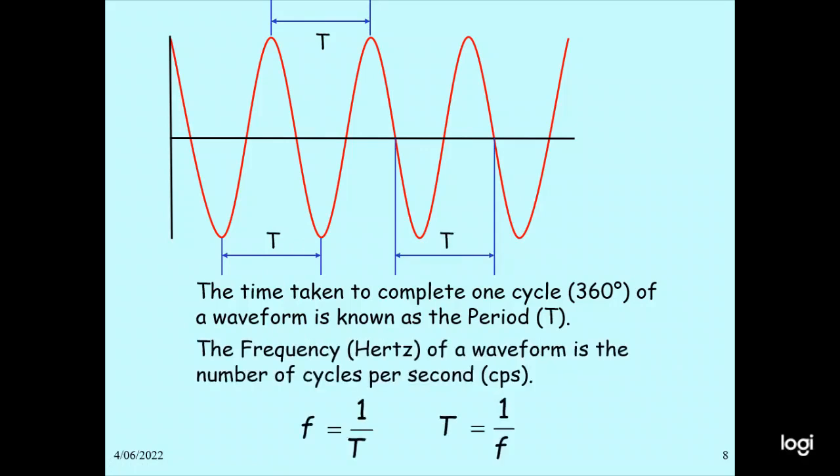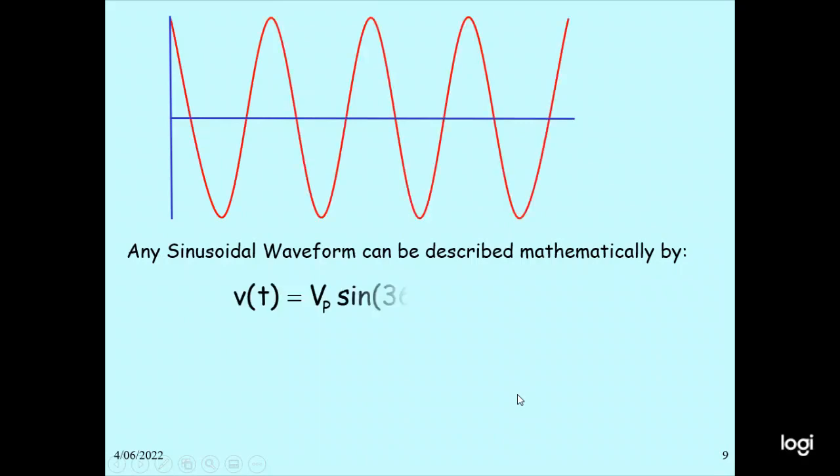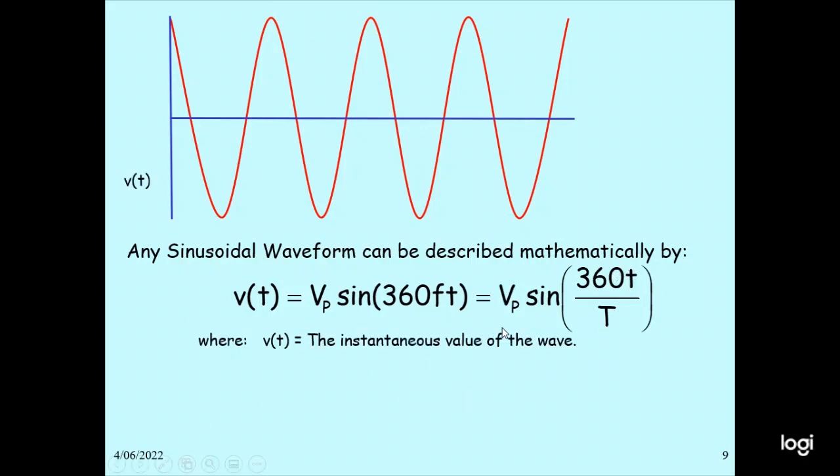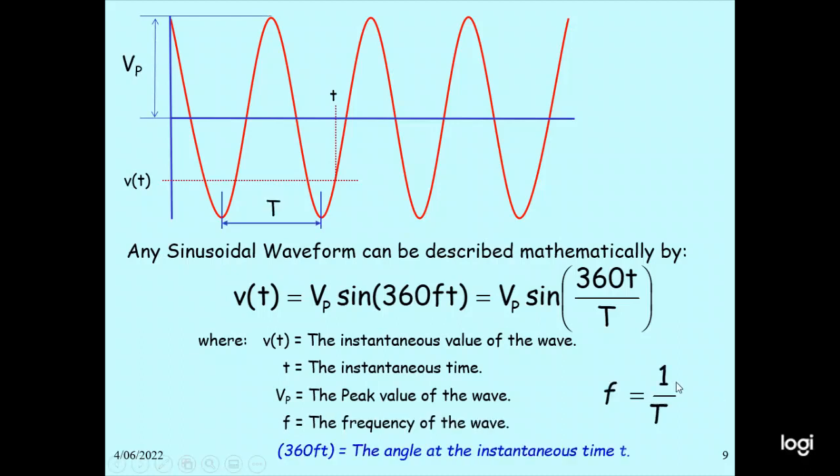The frequency of the waveform is the number of cycles per second. So f equals 1 by T, and T equals 1 by f. Any sinusoidal waveform can be described mathematically by v(t) equals Vp sine 360 f t, where v(t) is the instantaneous value of the sine wave, t is the instantaneous time, Vp is the peak value of the wave, f is the frequency of the wave, f equals 1 by T, and 360 f t is the angle at the instantaneous time t.